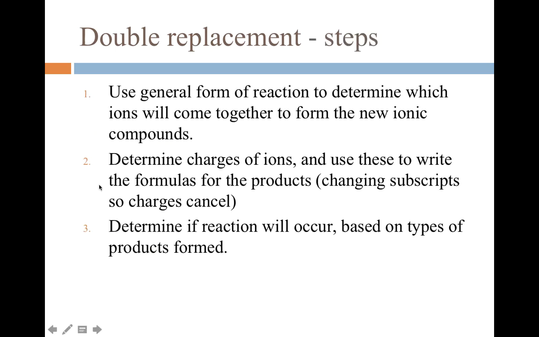These are the steps you're going to use to determine what the products of your double replacement reaction are and whether or not the reaction will actually occur. First, you use the general form of the reaction to determine which ions will come together to form the new ionic compounds. Determine the charges of the ions and use these to write the formulas for the products, changing the subscripts so that the charges cancel. Then determine if the reaction will occur based on the types of products formed, using the list on the previous slide.